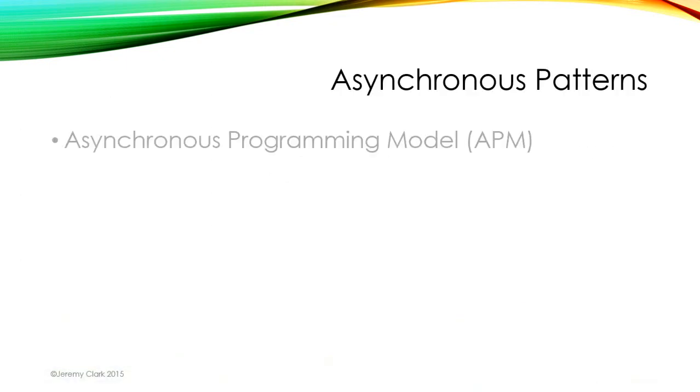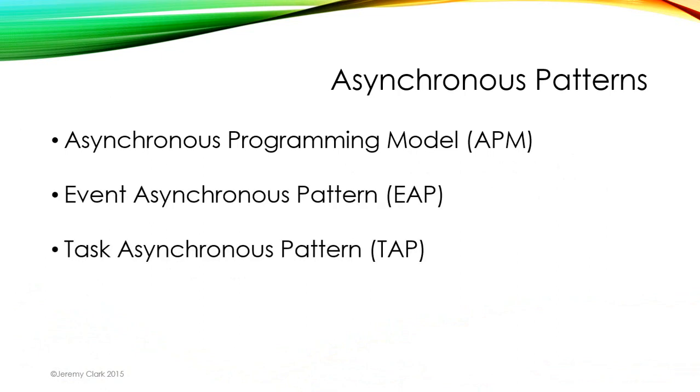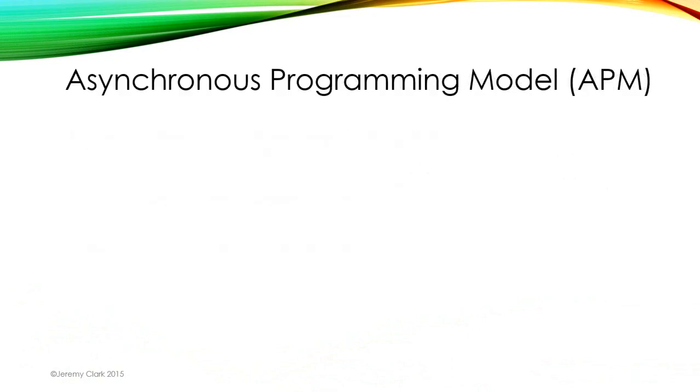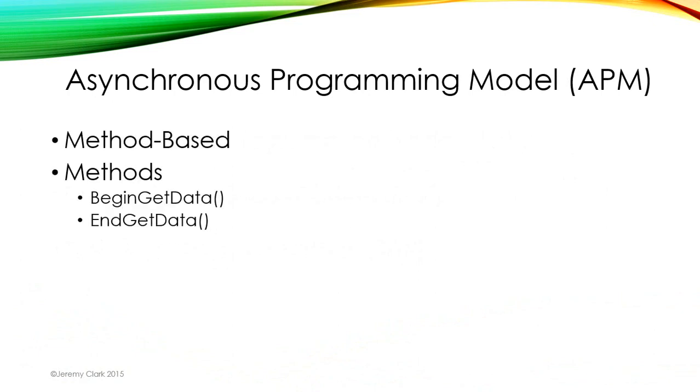So let's just review a little bit of history. We've had several different asynchronous patterns in the past, and some of these were easier to use than others, and some are more powerful than others. We started out with the asynchronous programming model, or APM. This was method-based, and we usually had pairs of methods, such as BeginGetData and EndGetData. And then in order to tie these together, we would use this IAsyncResult. Unfortunately, this was a little difficult to work with.